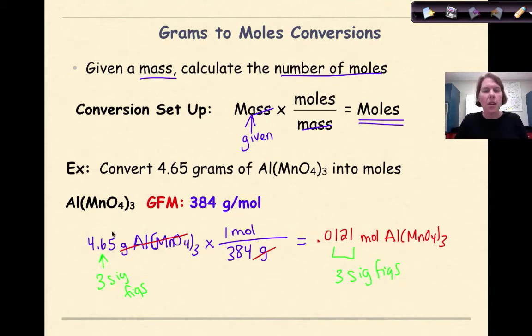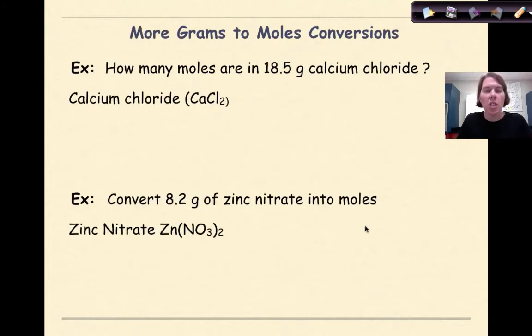So 3 sig figs for your answer. So again, when I look at this, I start out with grams, gram formula mass goes on the bottom, 1 mole on the top, I'm ending with moles. Let's look at another example. How many moles are in 18.5 grams of calcium chloride? Calcium chloride has the formula of CaCl2 and a gram formula mass of 111 grams per mole.